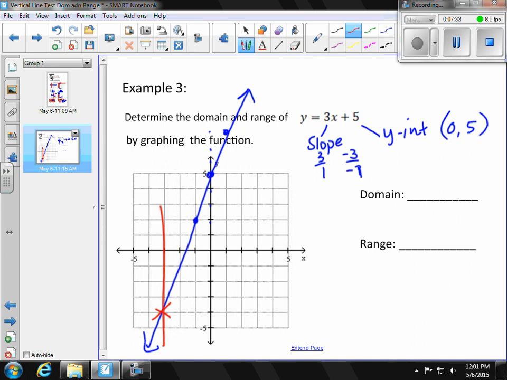Our domain, how far to the left does it go? As it goes down, it keeps moving farther and farther to the left. So it's going towards negative infinity. And as we go up, we're also going farther and farther to the right. It's going towards infinity. My line goes down forever and up forever. So my domain and range are both negative infinity to infinity.